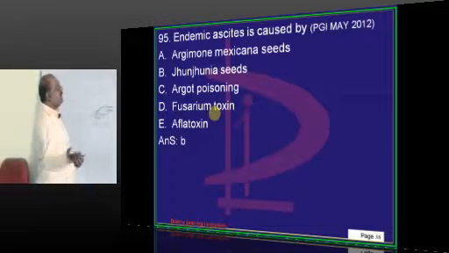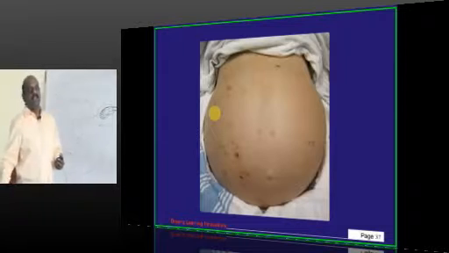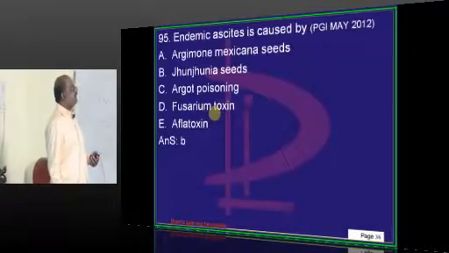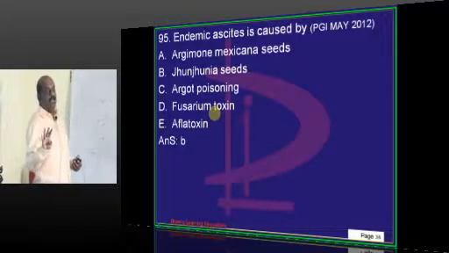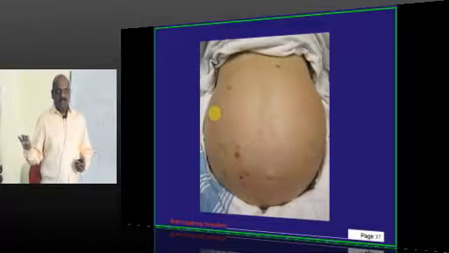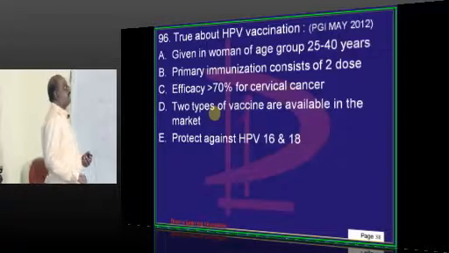Endemic ascites is because of the Junjunia seeds, as all of you know very well. Then these four doctor are very important: aflatoxin, endemic ascites, lathrism, etc., etc.